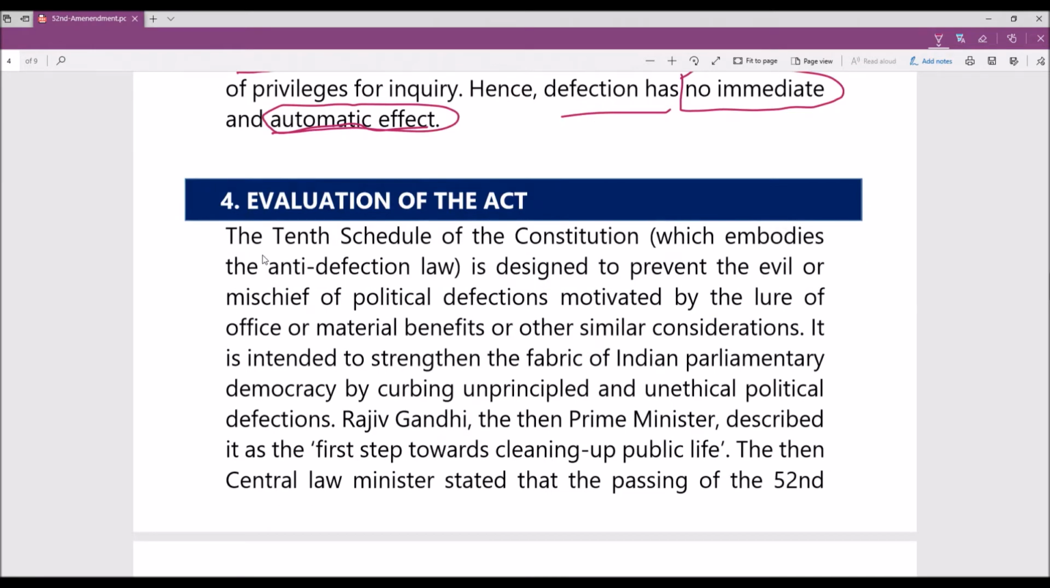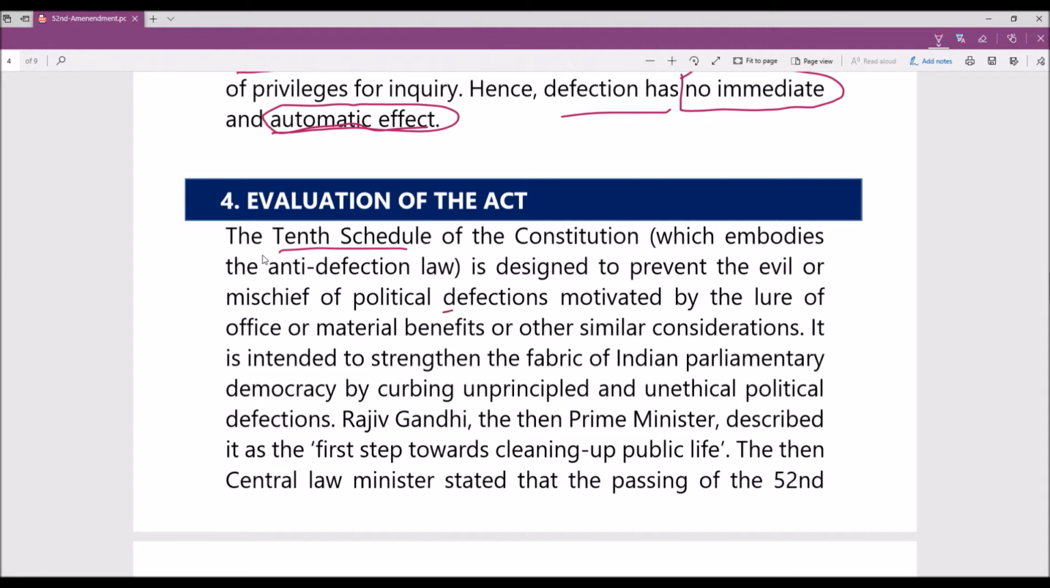10th Schedule of the Constitution. So we know the 10th Schedule. The 10th Schedule of the Constitution embodies the anti-defection law. The 10th Schedule is called the anti-defection law. Defection means doing anti-party activity, or resigning from the party, or violating the rule of the party. It is designed to prevent the evil of political defection.